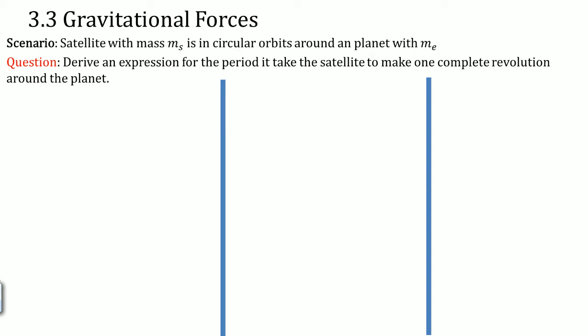Scenario: A satellite with mass ms is in a circular orbit around a planet with mass me. Question: You're going to derive an expression for the period it takes the satellite to make one complete revolution around the planet. The disclaimer about this question is that this derivation is never asked in terms of the free response.